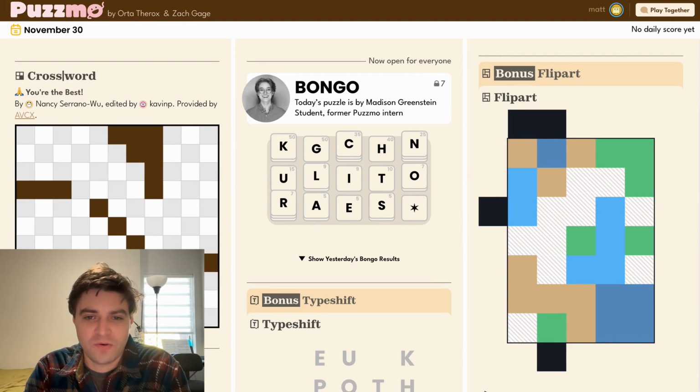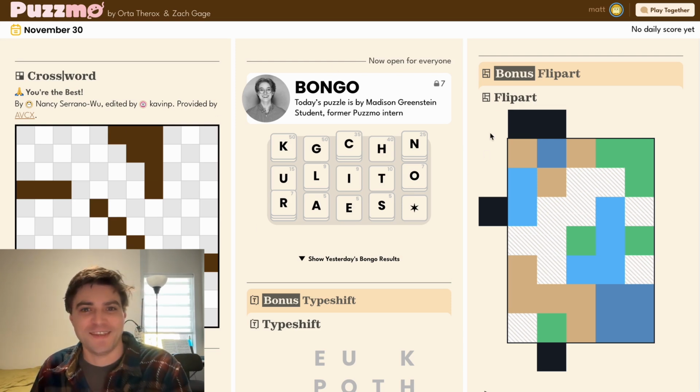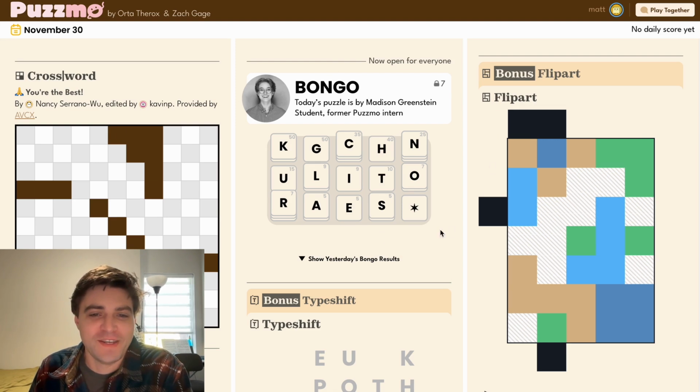About a week ago, maybe a little over a week, I made a video on Bongo, which is Puzzmo's new game, and I'll be playing it again today. It's super fun. It's a word game. You try to maximize your score by placing scored tiles around a grid to form words.